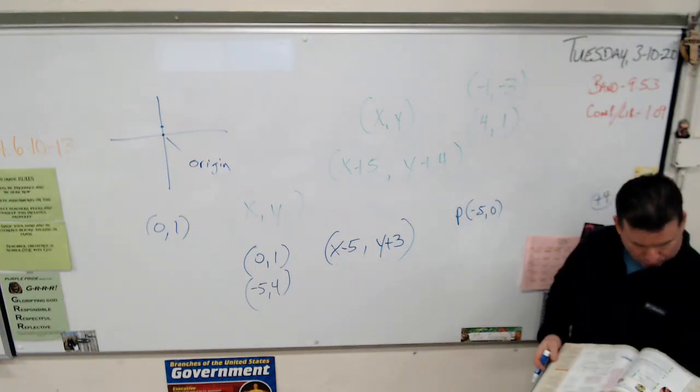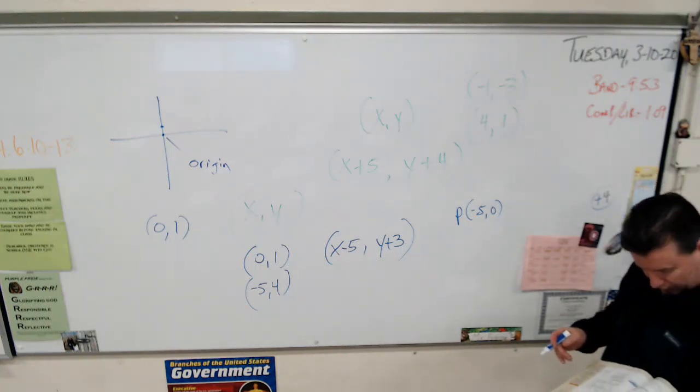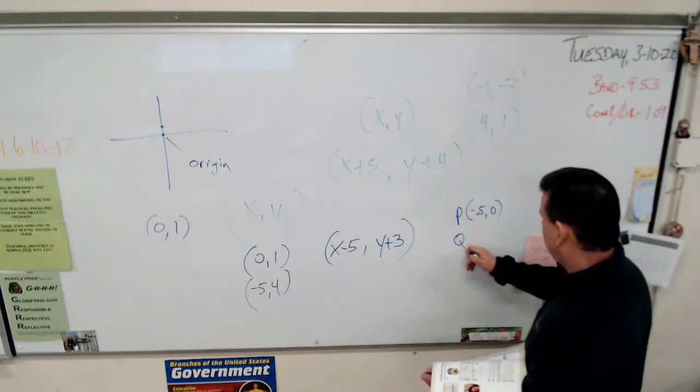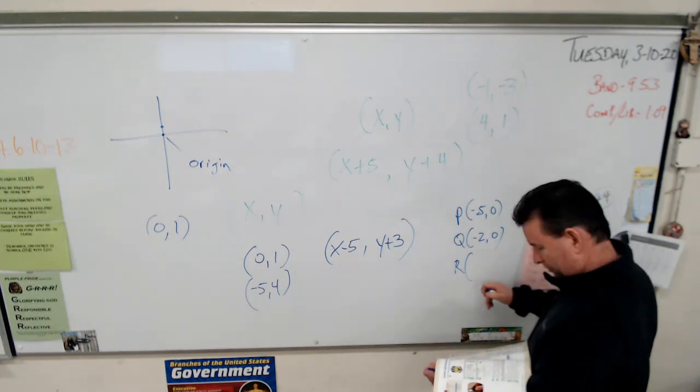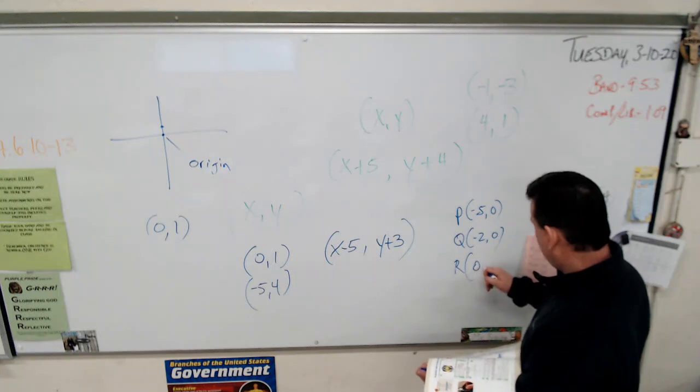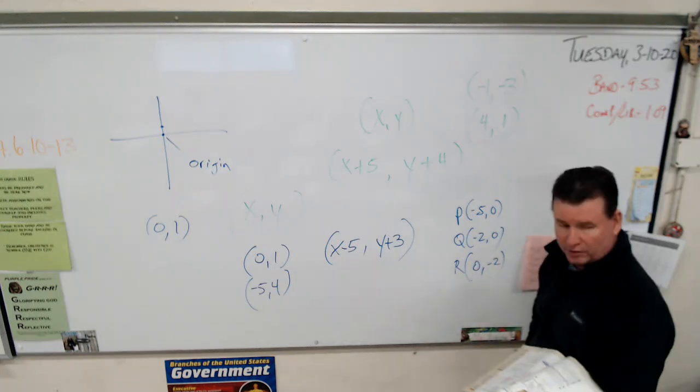Go ahead, Jaden. What's Q? -2, 0. And R? 0, -2. Very good.